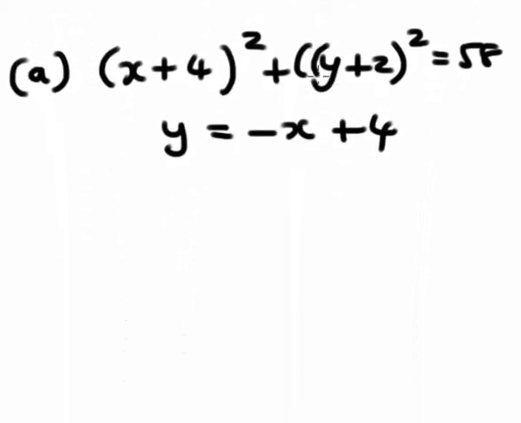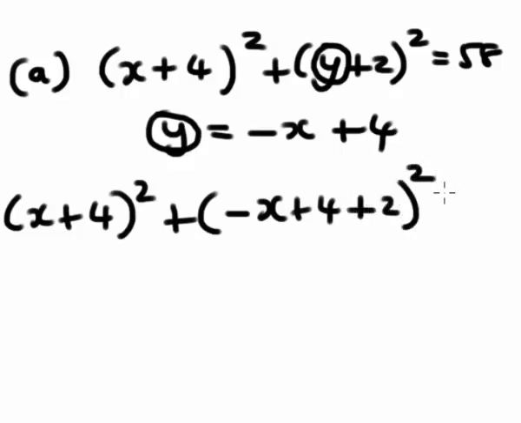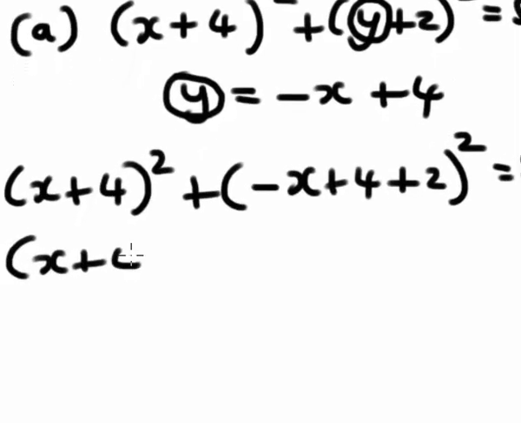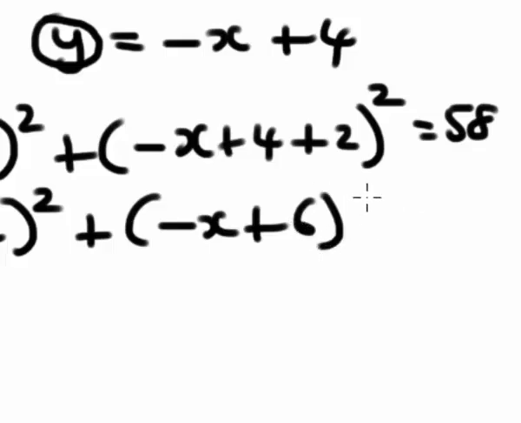Well, look at that. y is -x + 4. So let's plug it in. So it's (x + 4)² + (y + 2)², where y is now -x + 4, so we still have the plus 2 squared equals 58. So what would this be? That's (x + 4)² + (-x + 6)² = 58.